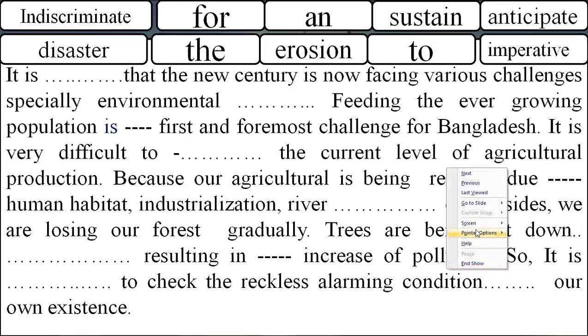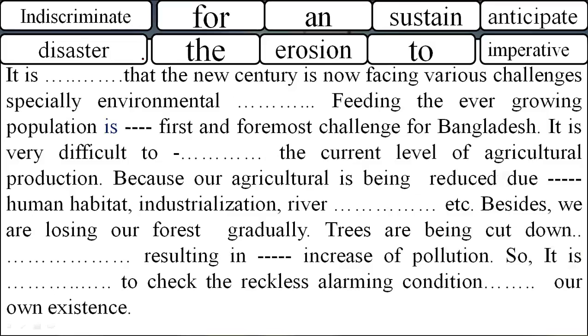That is a connector that can connect a clause where a subject and a finite verb are essential. So it is, if we anticipate, means বলা যায় যে, then we can write it is anticipated that, এমন হয় যে, the new century is now facing various challenges, especially environmental.